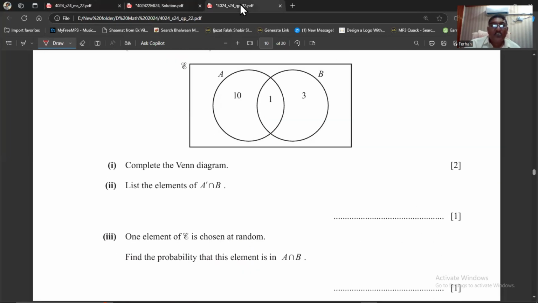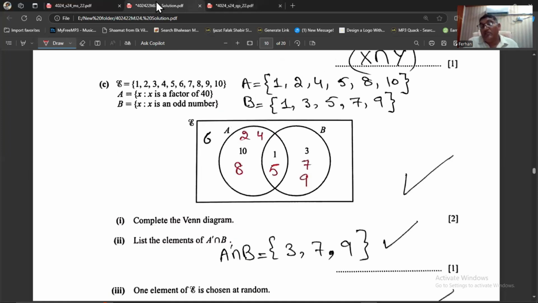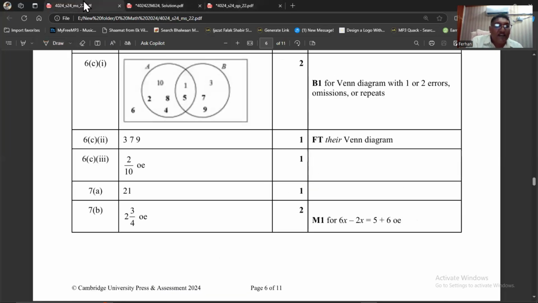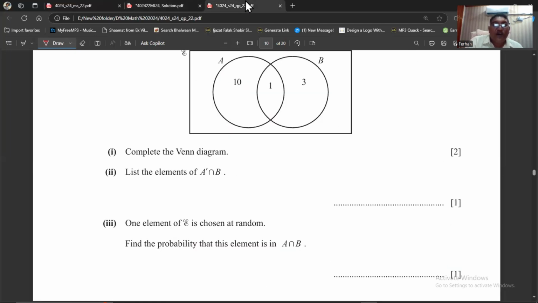Then the question is, list the elements of A complement intersection B. A complement means you have to remain outside the A circle. Intersection B means outside the A, but in the B. Outside the A, which are common with the B. So the members which are outside the A but are common with the B are 3, 7, and 9. 3, 7, and 9 is the right answer, sir. Hopefully you understand.